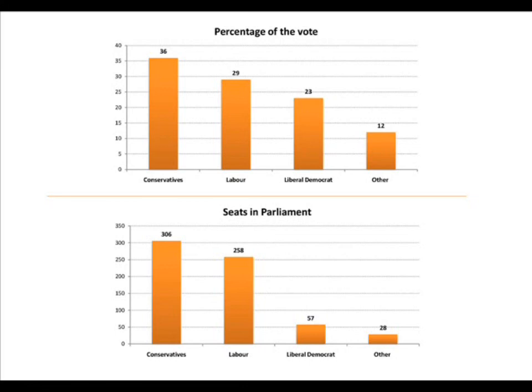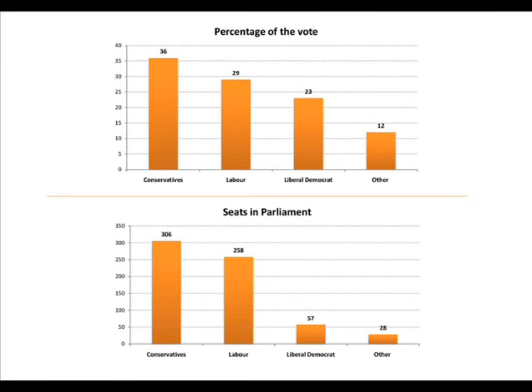In terms of seats, we had a hung parliament, so no party got an overall majority, which is the first time we've had this since February 1974. And the totals for each party were the Conservatives were on 306, which is 19 short of an overall majority. Labour were on 258, and the Liberal Democrats were on 57.